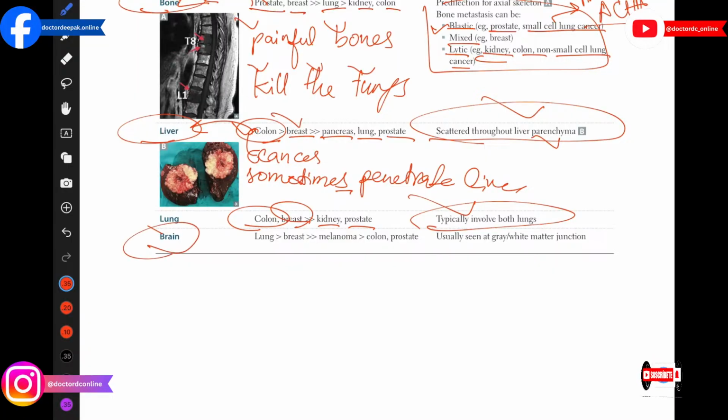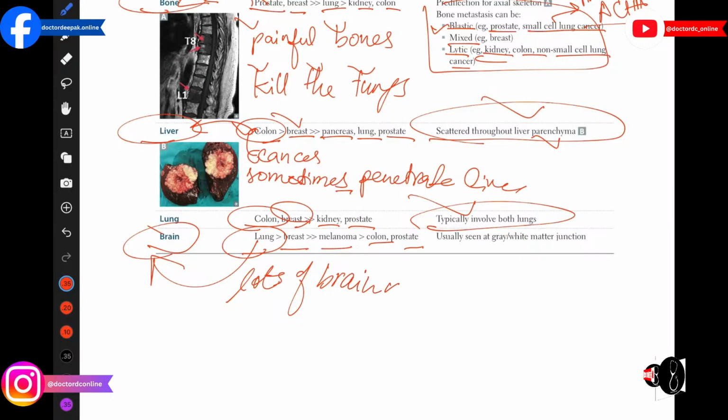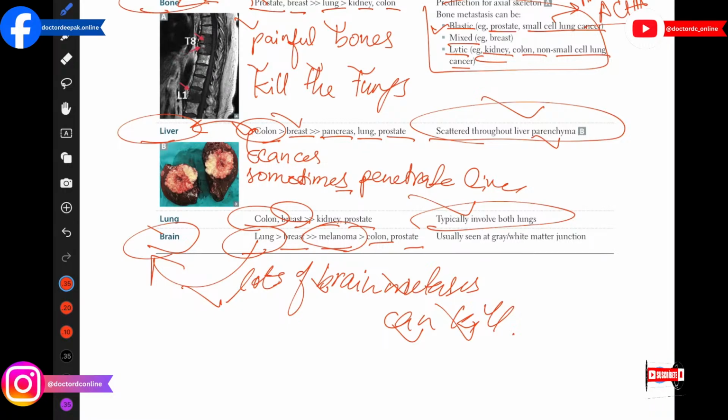The last is the brain. The most common cancer to go to the brain is lung cancer, then breast, melanoma, colon, and prostate. Lots of brain metastases can kill: L for lungs, B for breast, M for melanoma, C for colon, and T for skin cancer. And guys, 50% of brain tumors are from metastasis, commonly presenting as multiple well-circumscribed tumors.